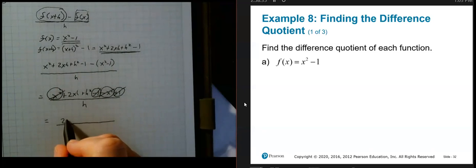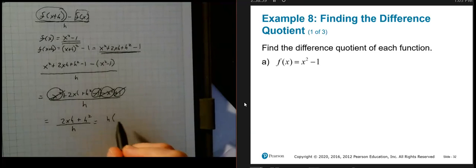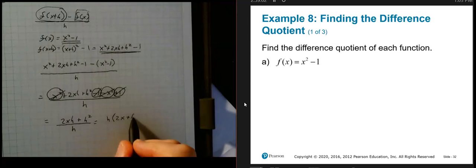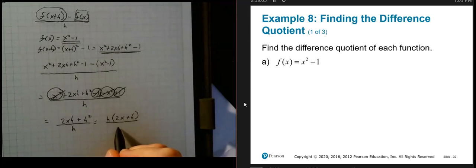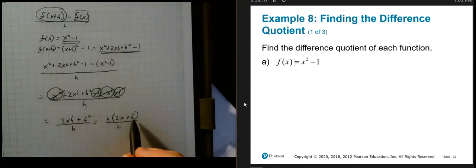So I have 2xh plus h squared, divided by h. Now I notice I have h in both terms in my numerator, and I have an h in the denominator, so I'm going to factor my h out of each term in the numerator, and I'm still dividing by the h in the denominator, right? Because I factor h out of 2xh, that just becomes 2x. I factor 1h out of h squared, that just leaves me h.